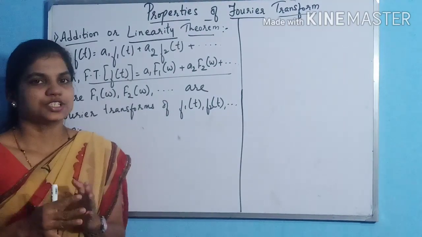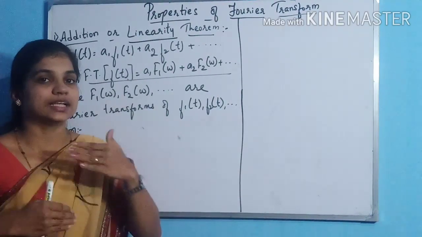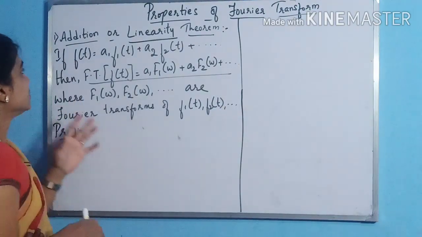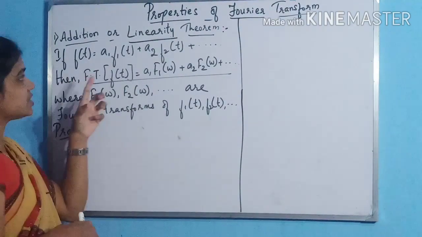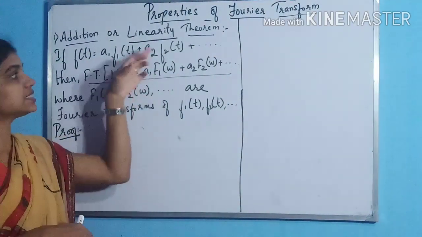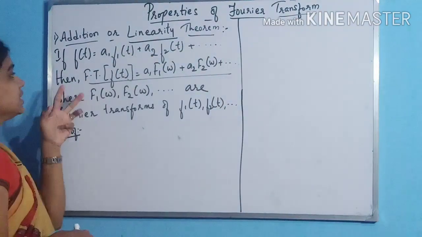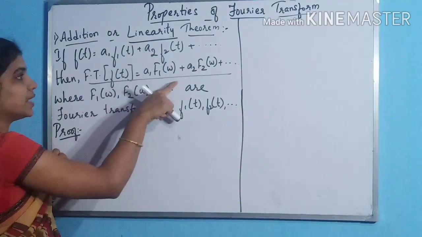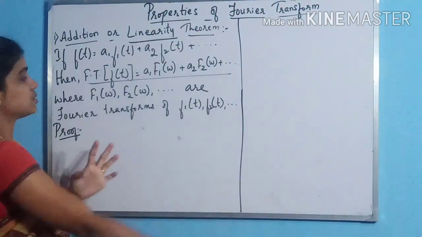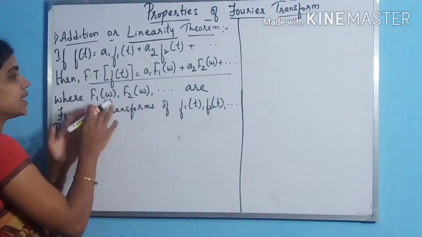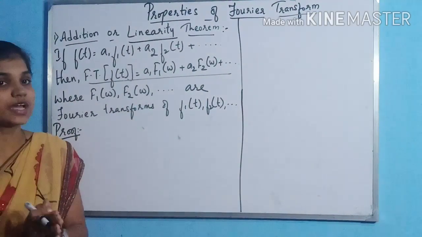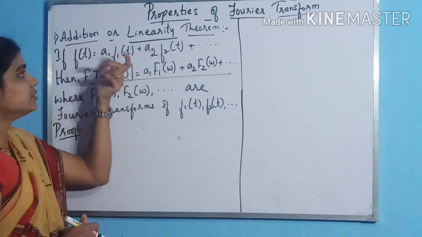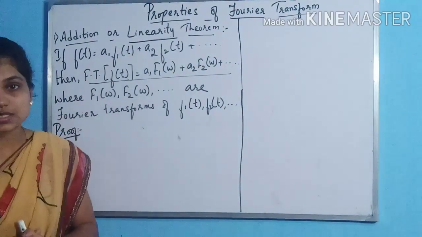So what do we mean by addition or linearity theorem? We are just going on adding the Fourier transform of every function of t, right? So the theorem states that if f of t is equal to a1 f1 of t plus a2 f2 of t and so on, then the Fourier transform of f of t is equal to a1 F1 of omega plus a2 F2 of omega plus and so on, where F1 of omega, F2 of omega are the Fourier transforms of f1 of t, f2 of t and so on. And a1, a2 etc. are constants.